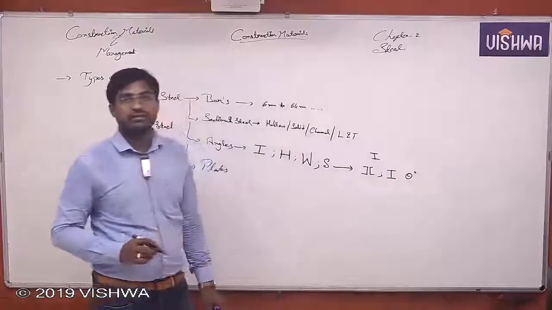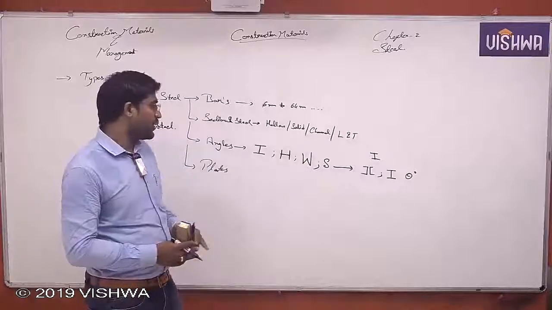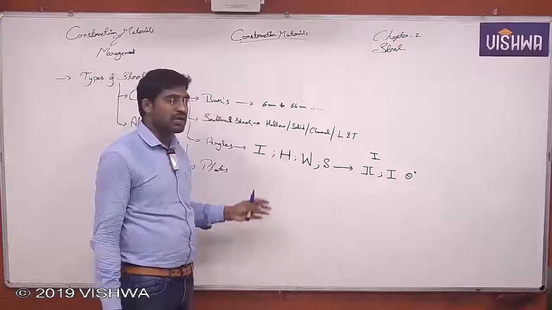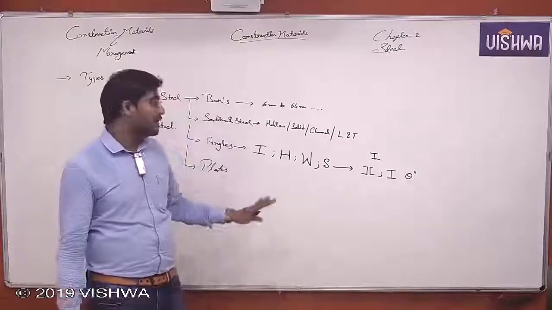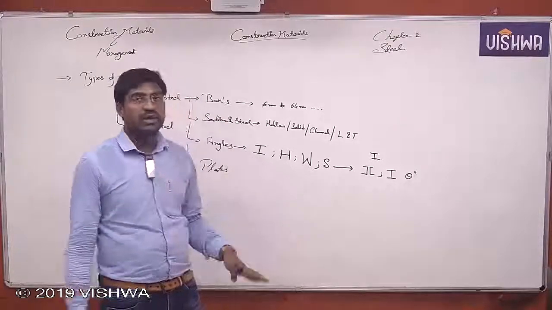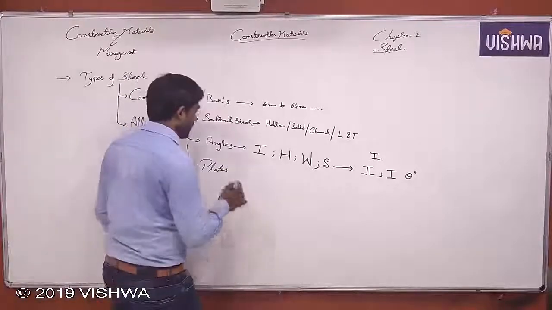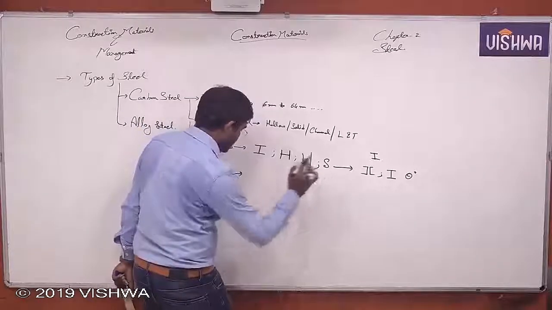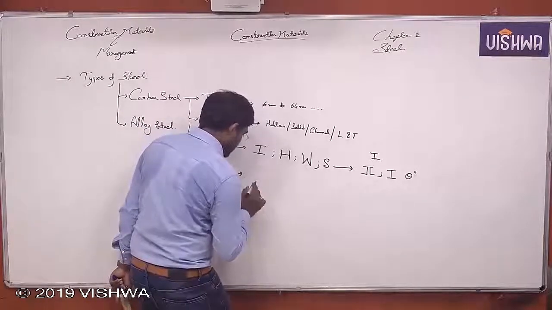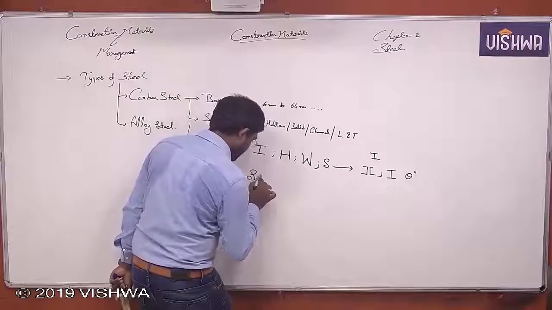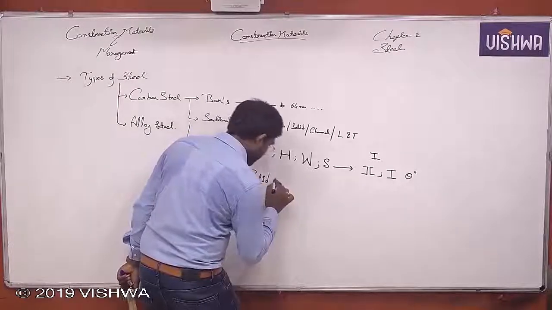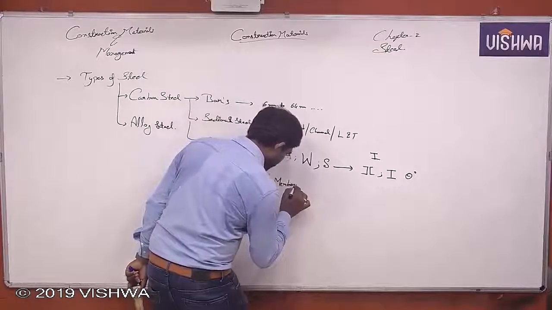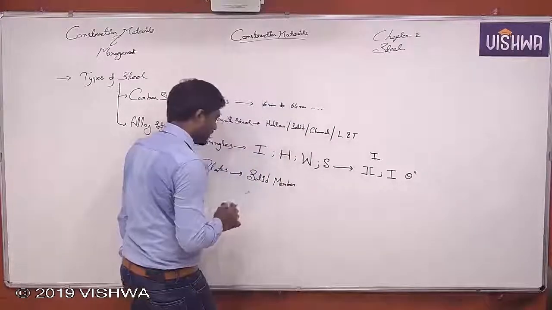It plays a major role where we are using it. As practical examples, in railway stations and bridges, angles are generally used. In the same way, we have plate elements, and we can also go with girders or solid members.